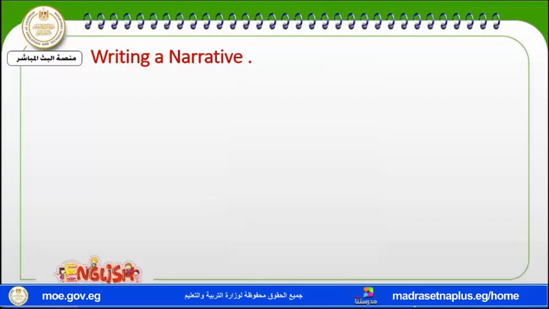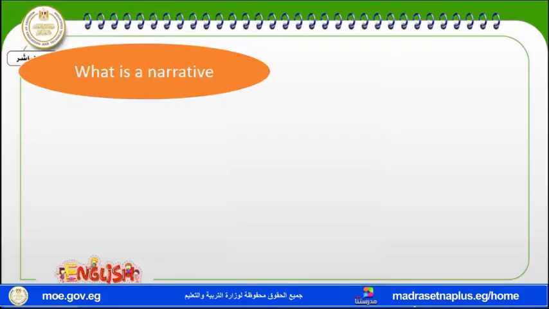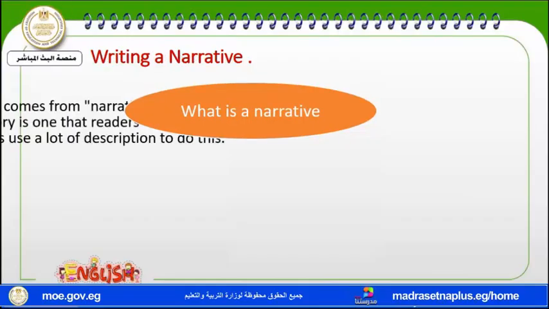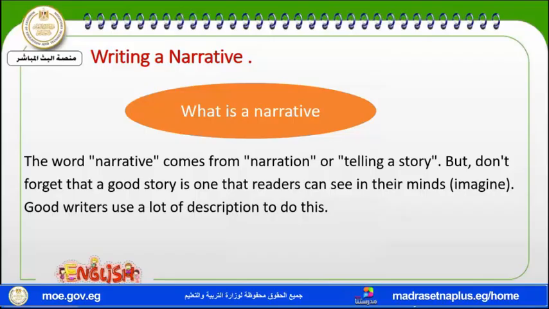As we have just said at the beginning of lesson 4, we are going to write a narrative. Let's first know what a narrative is. A narrative is a story, and it's called a narrative because it came from the word narration, which is telling a story. Can you remember your mother or grandmother, or even your father or grandfather, when you were young and they used to tell you a story before you slept? This is narrating.